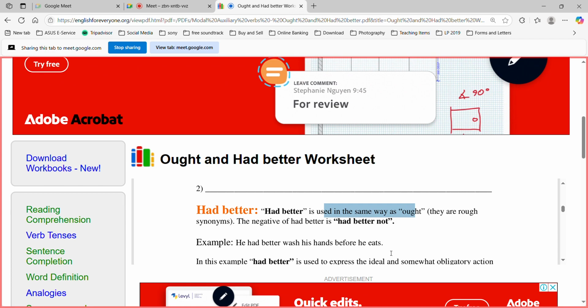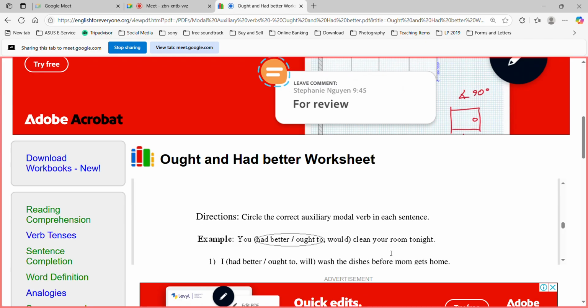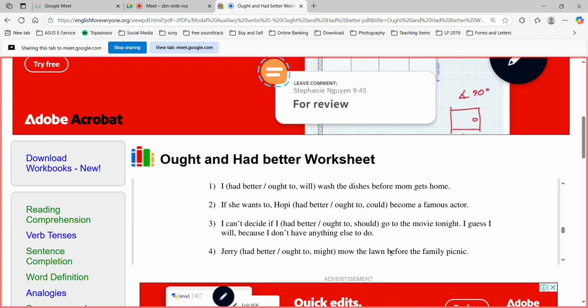Had better is more like "sepatutnya". Okay, sepatutnya dia basuh tangan. Sebolehnya, sebaiknya. Sebaiknya dia basuh tangan before dimakan. Right? Had better. So please read the question carefully before you choose the answer.